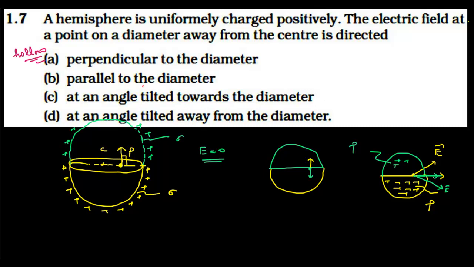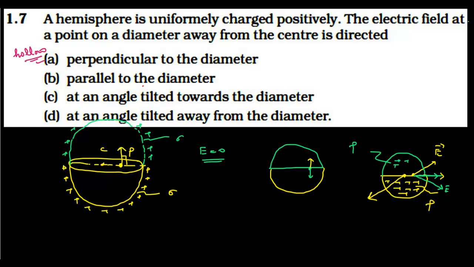We know that if we have a uniformly charged sphere, then we can consider the whole charge to be concentrated at the center, and the field will be radially outwards, in the case of a positively charged sphere. So in this situation the field will be along the diameter, and this is only possible when the field due to the hemisphere is inclined at a certain angle with respect to the diameter.